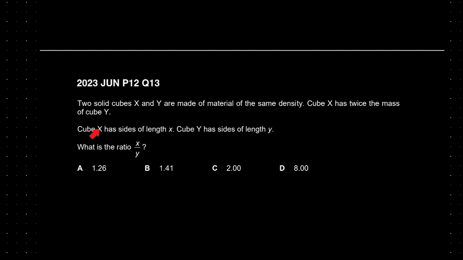So I'm thinking this: density is mass over volume, right? Density is mass over volume. I need the ratio of these lengths, which I don't have right now. What I could do is find the volumes and take their ratio. Because volumes for cubes are calculated by cubing the sides, I could take the cube root of these volumes, and that would give me the ratio of the lengths.